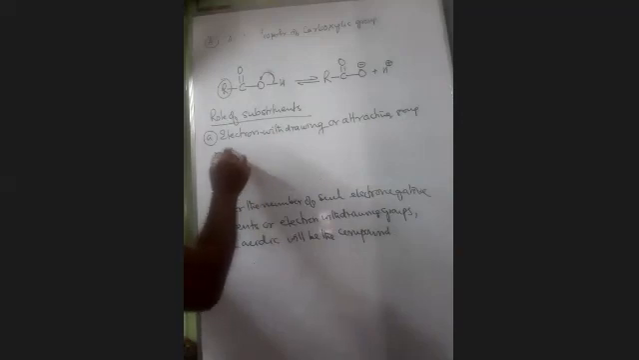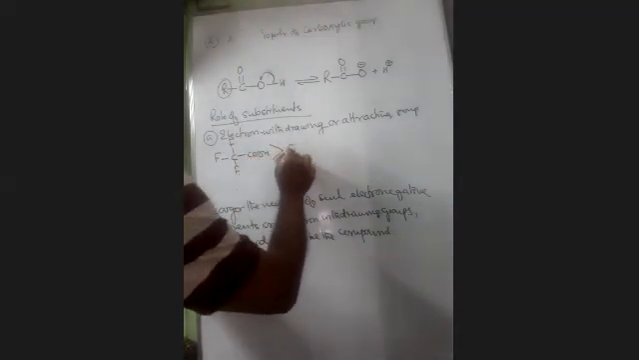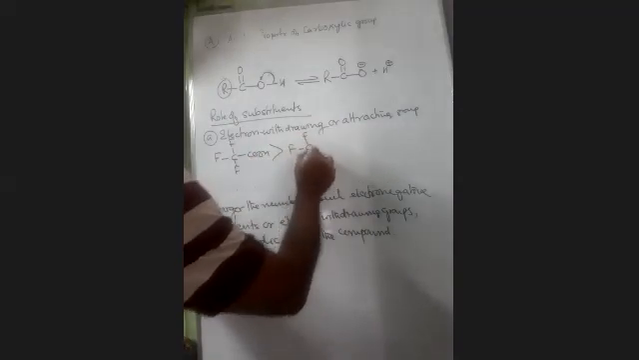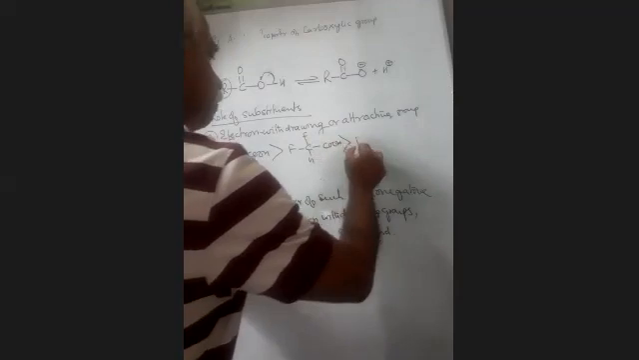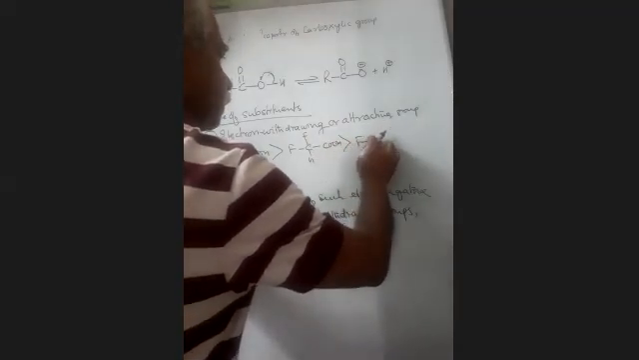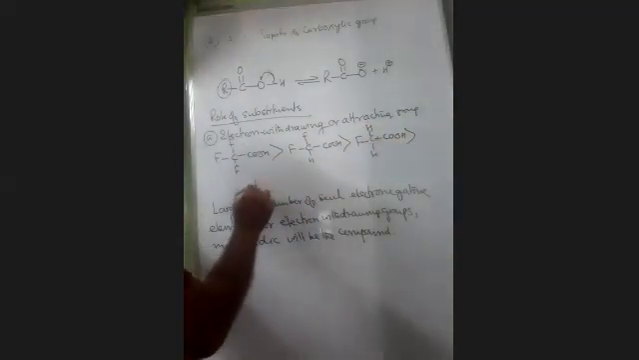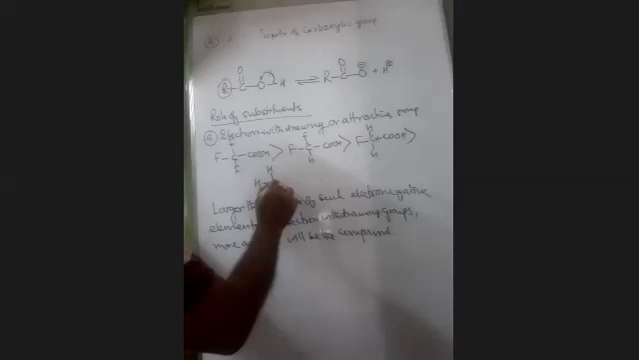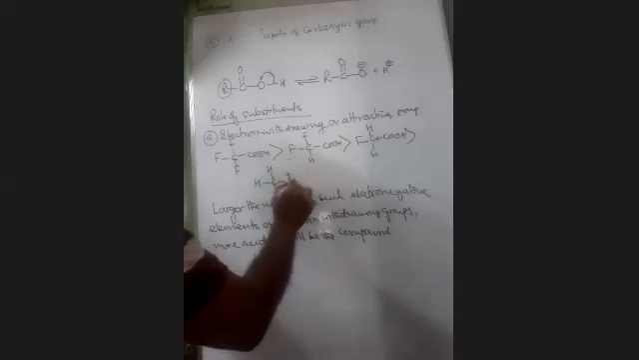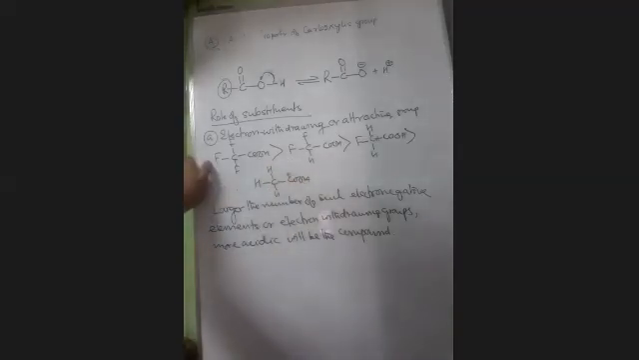So now, example, say I have taken here trifluoroacetic acid, then difluoroacetic acid, then fluoroacetic acid, then acetic acid. We must know that this compound is 1 million times more acidic than this because of this larger number of electronegative elements.